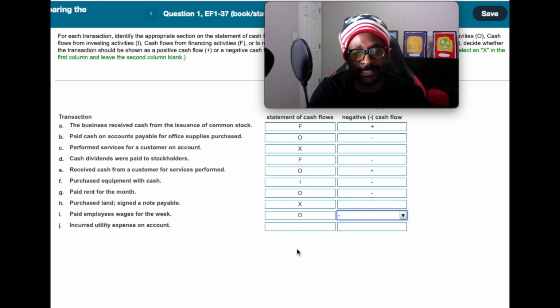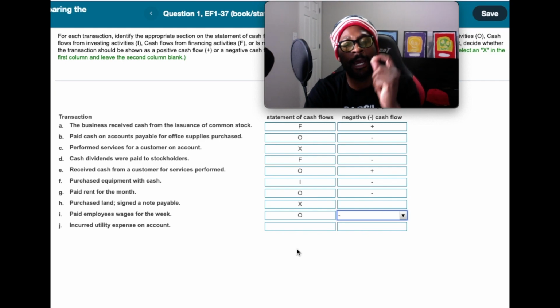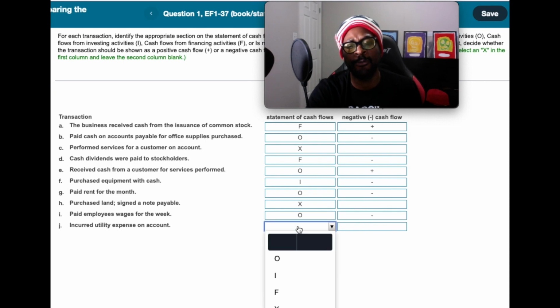And last but not least, incurred utilities expense on account. Keywords, utilities expense on account. Now, utilities expense does affect income. We understand that, which means it belongs on the income statement. However, it was on account, which means that we did not pay yet. We have to record a liability. So since this doesn't affect cash, this is a non-cash related activity which deserves a big old fat X.